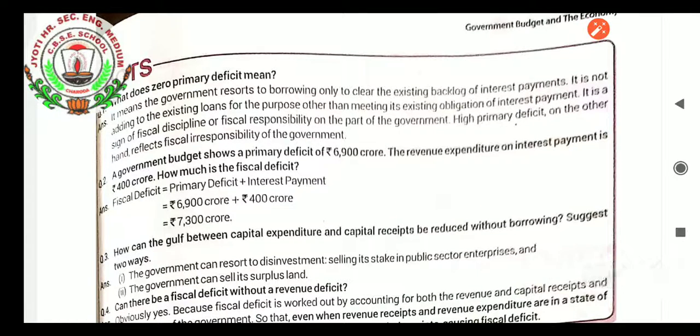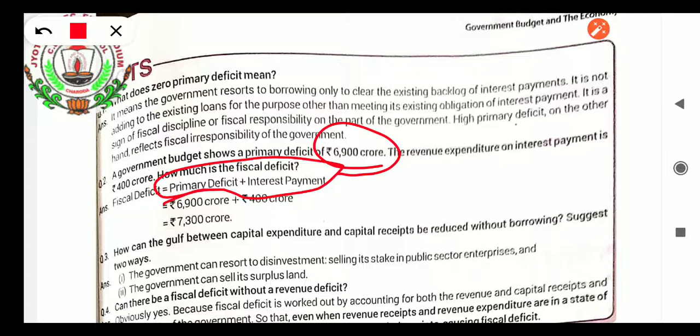A government budget shows a primary deficit of rupees 6900 crore. The revenue expenditure on interest payment is rupees 400 crore. How much is the fiscal deficit? What is the formula of fiscal deficit? We have seen fiscal deficit equals primary deficit plus interest payment, as we learned just now. Primary deficit includes only the principal amount, not the interest payment. Fiscal deficit includes the interest payment with the principal. So when we include the interest payment in the primary deficit, it equals the fiscal deficit.